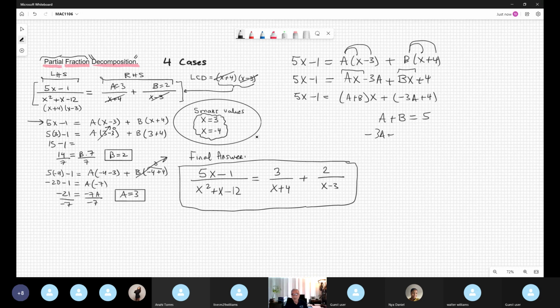I made a mistake. This is 4b, right? Because you multiply b times 4b. I forgot one letter. And minus 3a plus 4b is equal to negative 1. And we have equation 1 and equation 2. Let's solve it. It's obvious that the best way is using elimination.